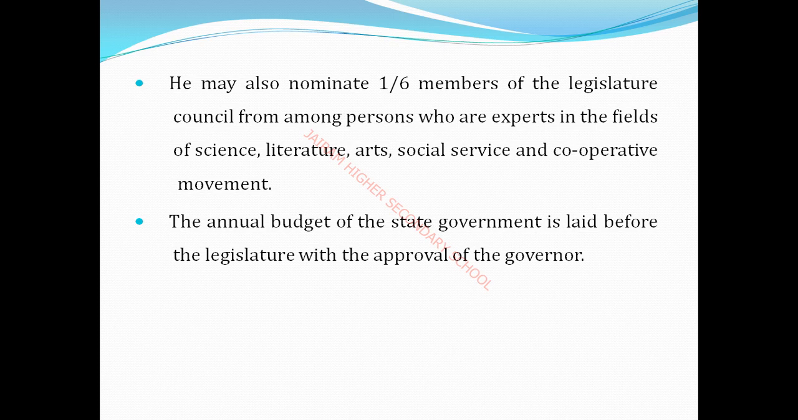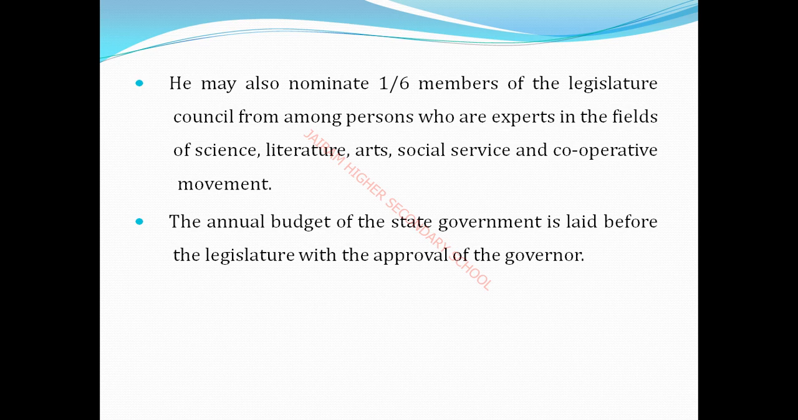The fields are such as science, where he may be a scientist or researcher, and literature, where he may be a great orator. And arts: maybe he or she belongs to music or is otherwise an artist, actor or actress. And social service workers are also appointed through this. And cooperative movements. These are all the fields from which people are nominated by the governor.